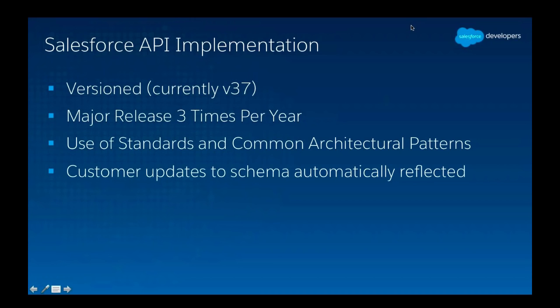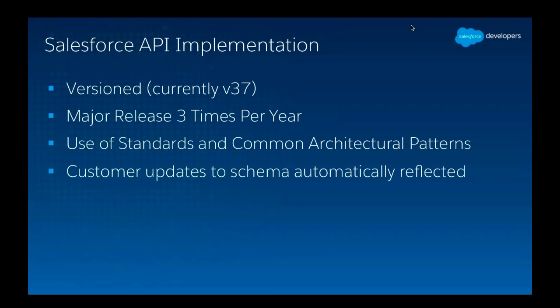So in our SOAP API, REST API, in our reflection API that allows you to introspect the schema of your environment, and in the push-based streaming API. All of those APIs will update automatically based on schema changes without you having to write a line of code.